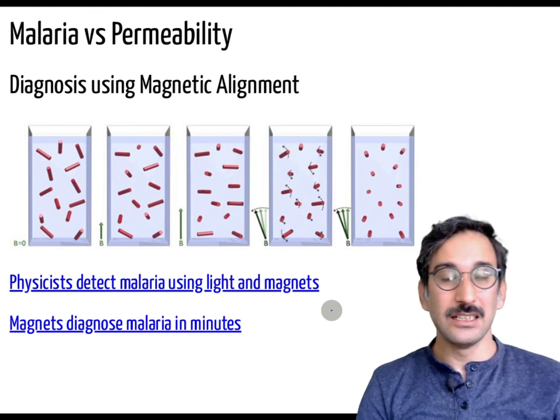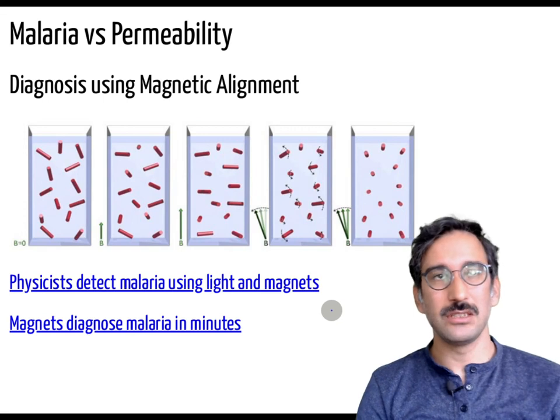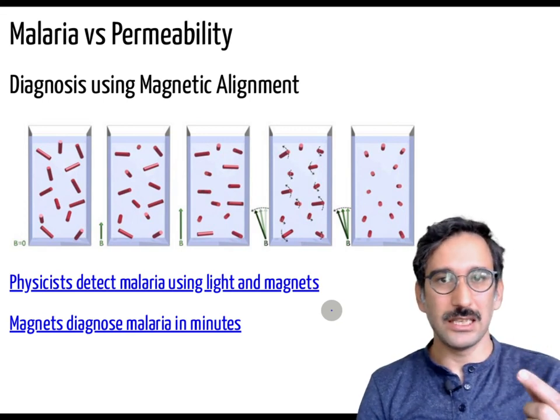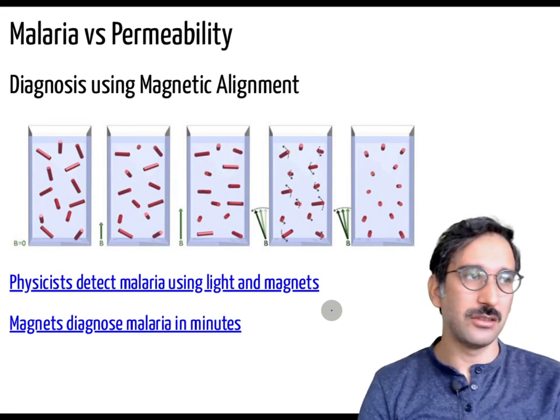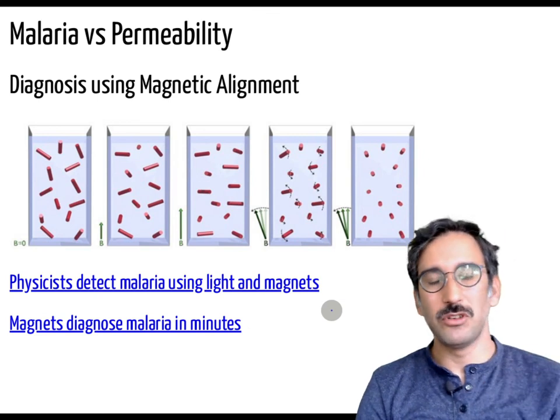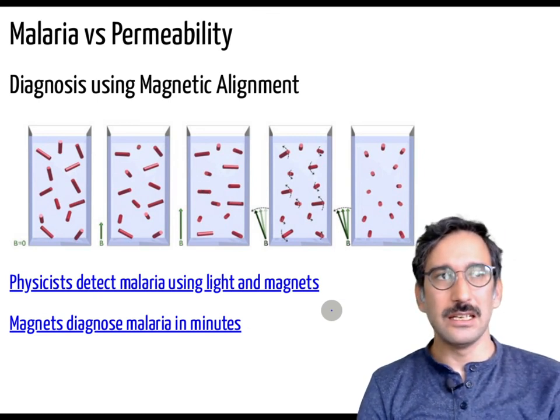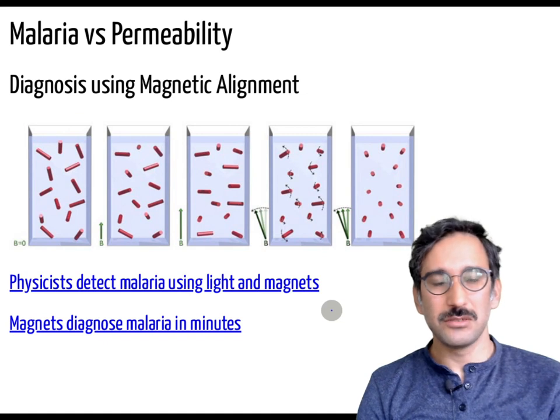And the interesting thing is the diagnosis method. Previously, what they used to do is take a blood sample and someone counts under the microscope the number of red blood cells that you have, and it is a tedious process and it takes quite a lot of time.